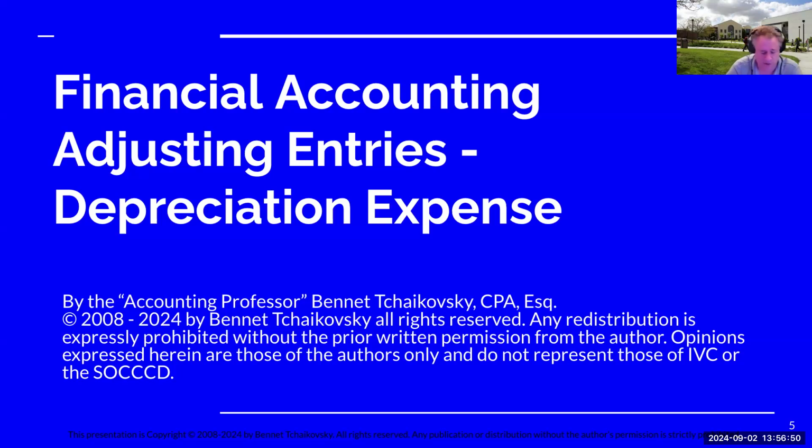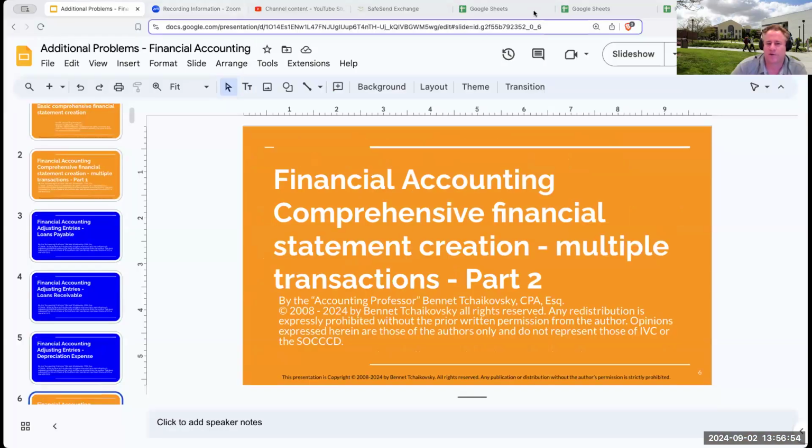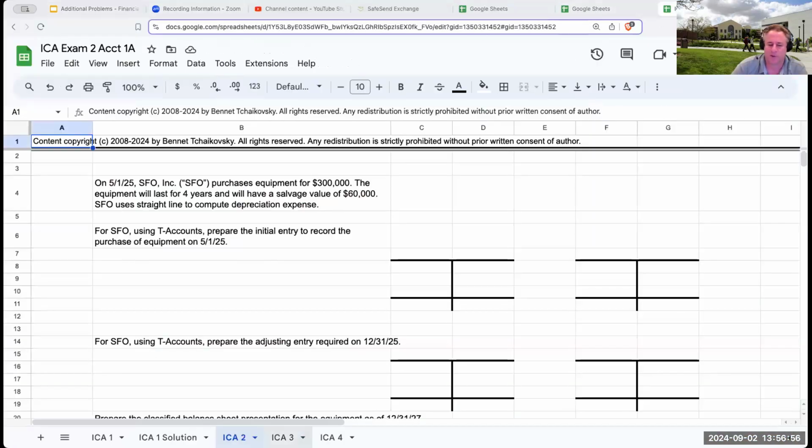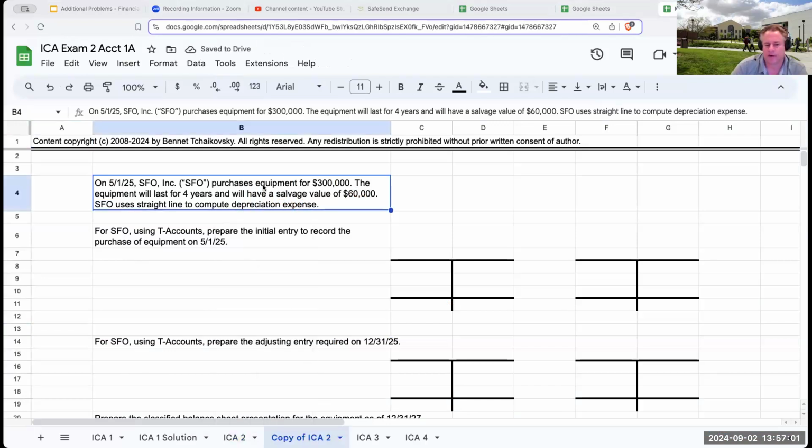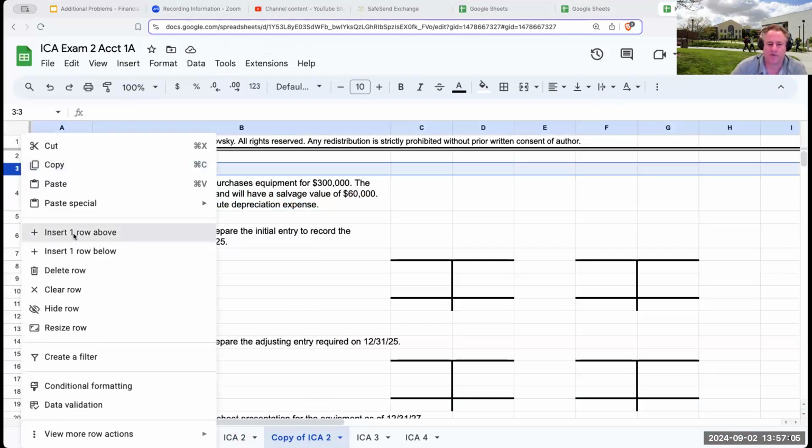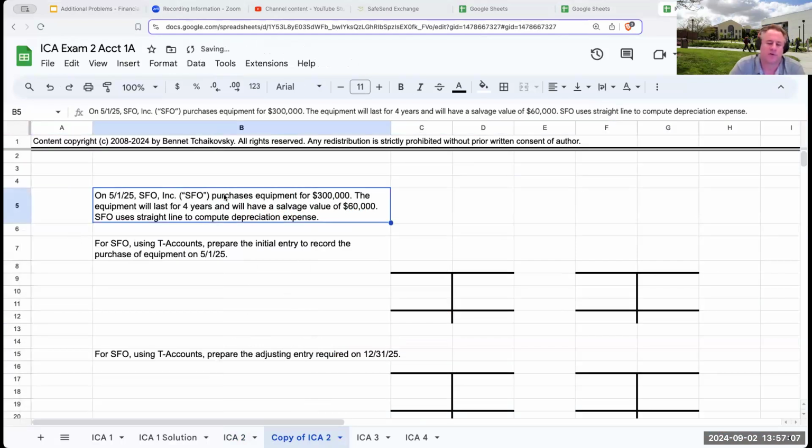All right, let's go through and do a question. Always exciting. So right over here, we have, continuing with our airports, SFO, which purchases equipment for $300,000. The equipment will last for 4 years and will have a salvage value of 60,000. SFO uses straight line to compute depreciation expense.